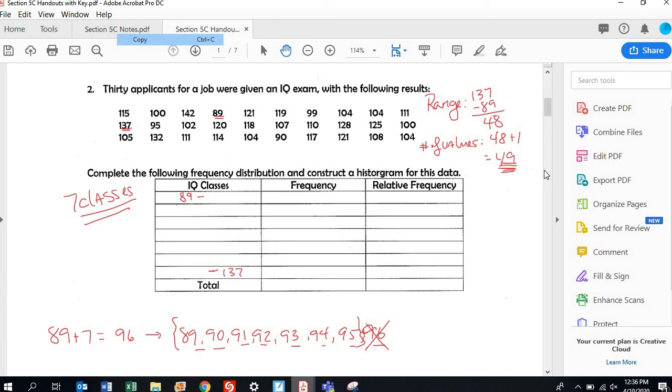And so your first class should be 89 to 95. There are 7 numbers there, even though the distance between those two numbers is 6. But there are 7 numbers if you count them. Here they are, 1, 2, 3, 4, 5, 6, 7. So when you're doing your IQ classes here, make sure that you group them in groups of 7 and there's no gaps. So the next number would start with 96 and go on. Okay, so that's that problem.